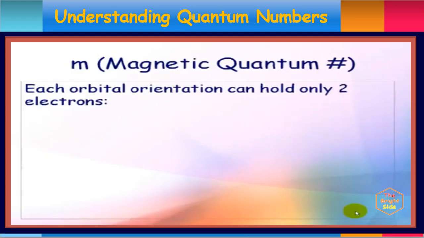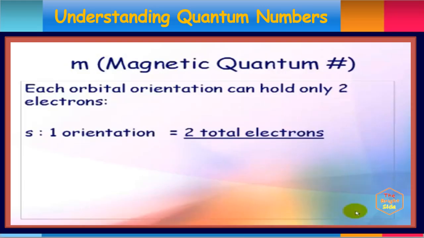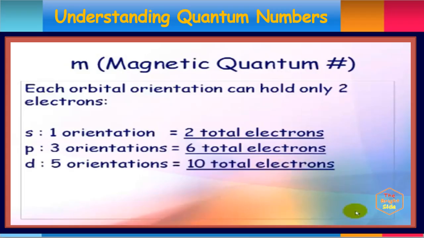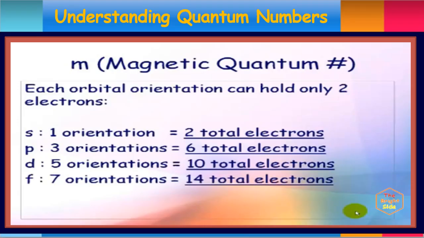Each orbital orientation can only hold 2 electrons. Therefore, if S has 1 orientation, it can only hold a total of 2 electrons. P has 3, so it can hold a total of 6 electrons. D has 5, it can hold a total of 10 electrons. And F has 7, so it can hold a total of 14 electrons. Make sure that you write down this information because it's going to be important in the next upcoming videos and concept that we're going to learn.